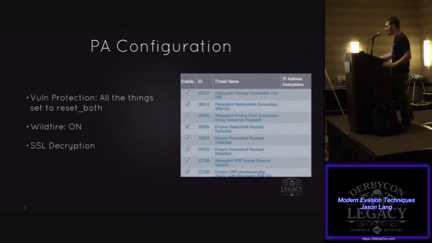Palo Alto, very similar. For threat protection, we basically enabled all the things. We set them all to reset both, so we drop the connection on both sides. Wildfire, we left it on, and then SSL decryption, we turned that on as well. Again, key player. I'm going to harp on SSL decryption, blue teamers. It is an outstanding control, and chances are one you probably already own but might not have implemented yet.